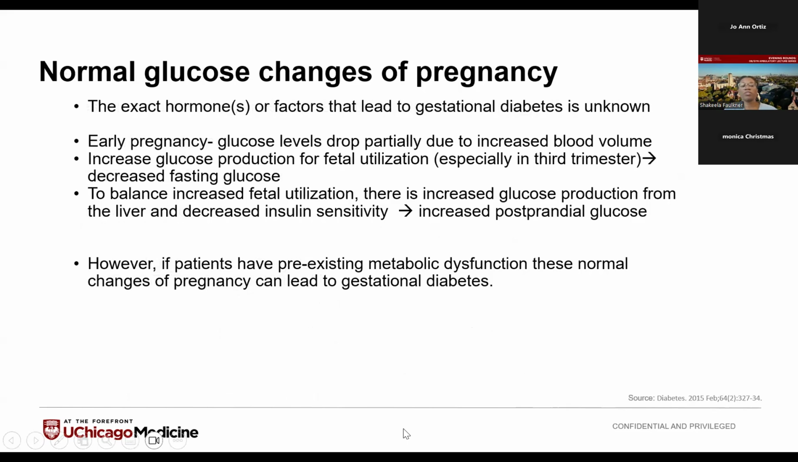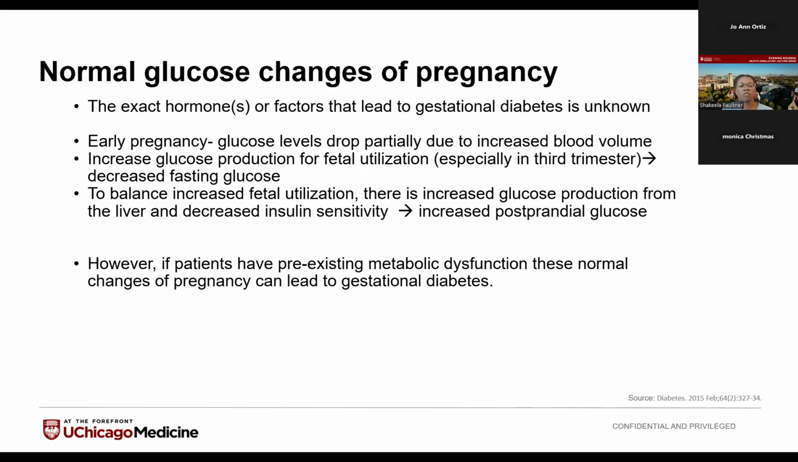So now I think it's important to talk about how glucose and metabolism normally change in pregnancy, because what I often will tell patients is that everybody's body is designed to lean a little bit towards a quote unquote diabetic state because the fetus uses glucose as an important energy source. Fortunately, despite how long we've been studying diabetes in pregnancy, the exact hormones or factors that lead to gestational diabetes are unknown. We certainly know people who are at higher risk, but we don't know the exact mechanism that would determine whether or not someone is going to develop gestational diabetes.